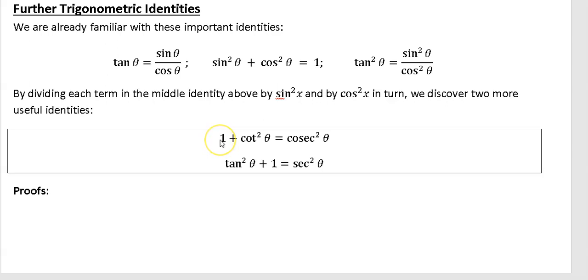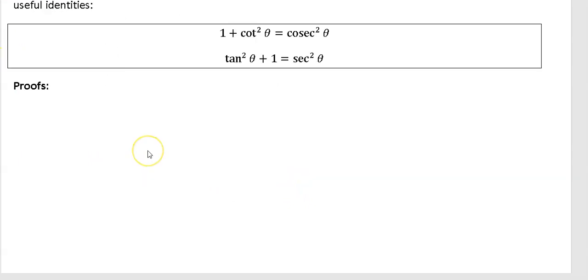Now, from these, we can get two more identities. So 1 plus cot squared is equal to cosec squared, and then tan squared theta plus 1 equals sec squared. Now, we need to be able to prove these in an exam, so we're going to look at the proofs of these now. Okay, for both of these, we start with your original equation that we know, the original identity, which was sine squared theta plus cos squared theta equals 1.